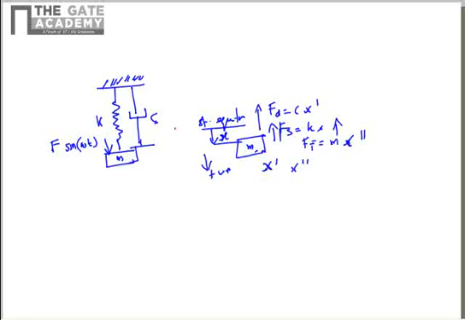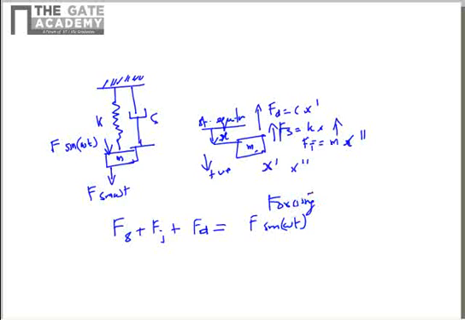Now you are applying a sinusoidal force in the positive direction. So you have positive direction downwards, so F sine omega t is applied downwards. The sum of positive forces is equal to the sum of negative forces. So you will get F spring plus F inertia plus F damping is equal to the applied force, that is F sine omega t. That is the forcing, or the excitation, which you are talking about in the forced harmonic oscillation.